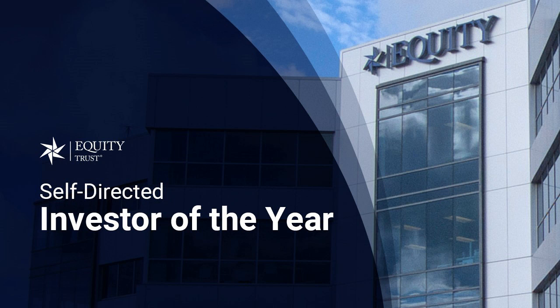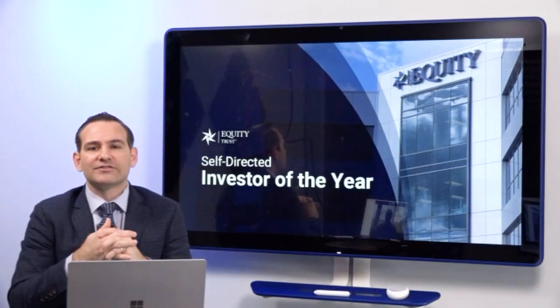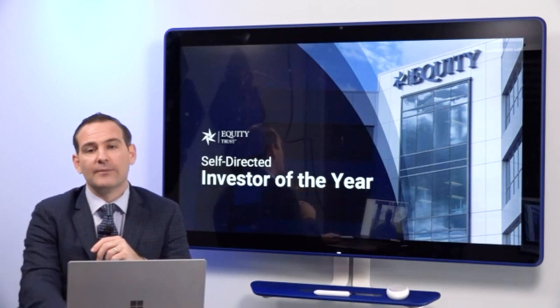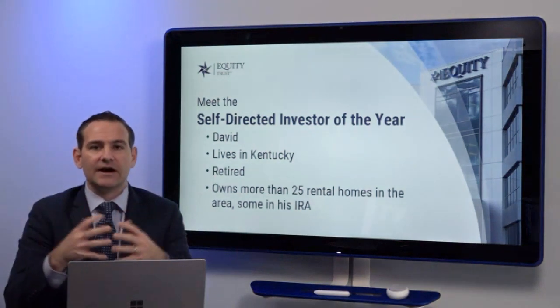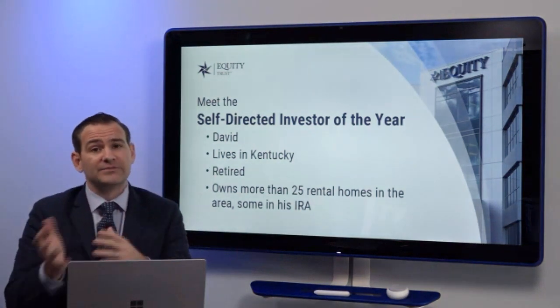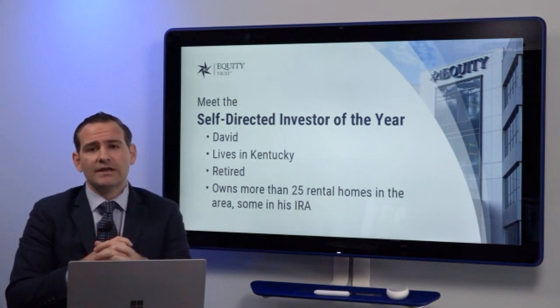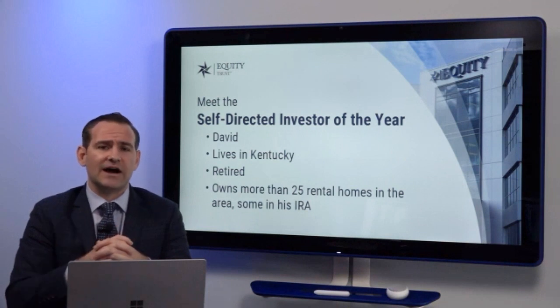My name is John Bowens with Equity Trust Company, and joining me in the studio today is Equity Trust client David from Kentucky. Really excited to have David on today's program. David is a real estate investor. He's very active. He is now retired, but started in the real estate investing business many years ago. He owns properties in and outside of his self-directed IRA.